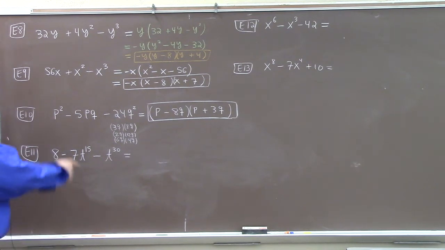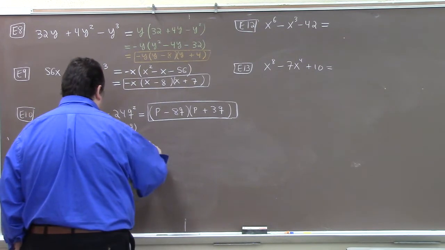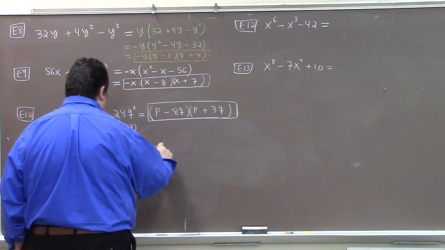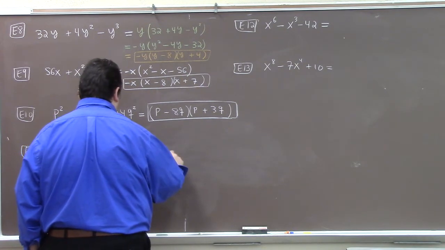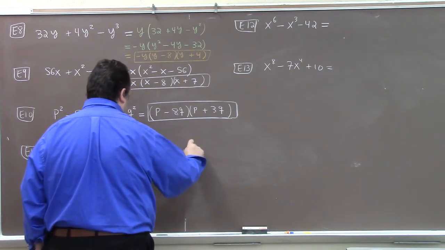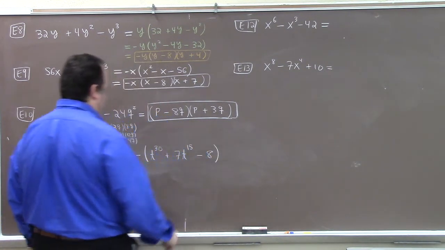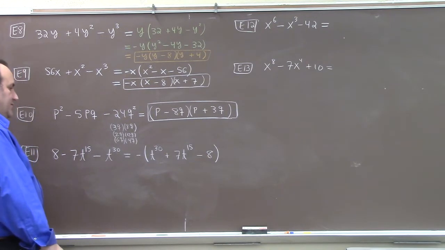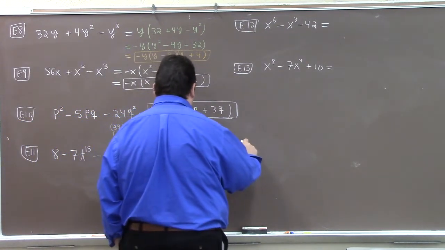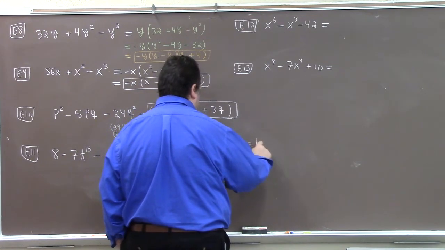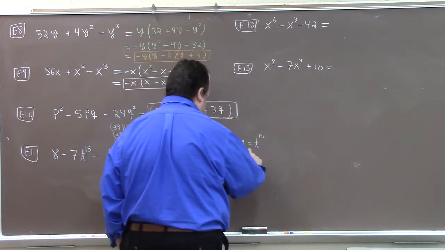How about this one? Well, I'm going to start by pulling a minus out because I can't stand having a minus on the leading term. So minus t to the 30th plus 7t to the 15th minus 8, yeah? So the key here is to look at it and go, okay, if I let y equal t to the 15th, right? Then what's y squared equal to?